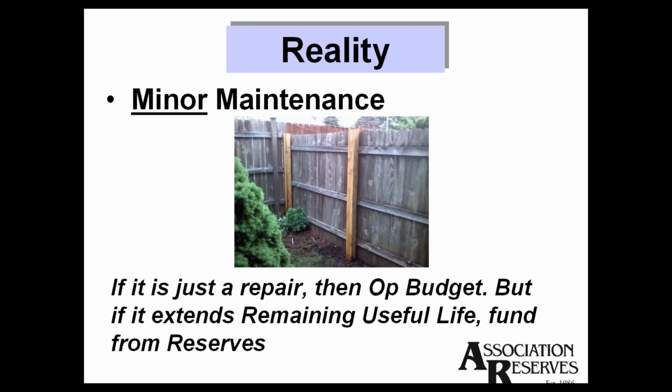The old fence in this picture is nearing the end of its useful life, clearly. But if installing a couple new posts in this one location means you can delay replacing the entire fence for another year or two, spend the dollars from reserves, and extend the remaining useful life of your component in the next update.